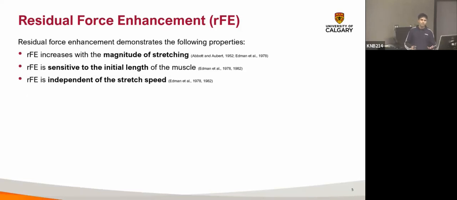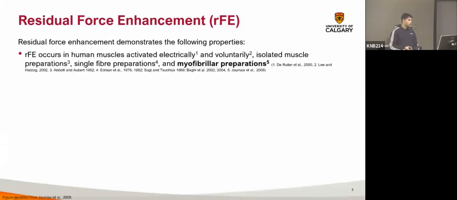So we know that it increases with the magnitude of stretching. We know that it's sensitive to the initial length of a muscle. It's independent of the stretch speed. And most crucially, we notice residual force enhancement everywhere from whole muscle all the way down to myofibrillar preparations. And the significance of this is that it's not due to connective tissue. It's not due to tendons or anything. It must come from a very fundamental unit inside sarcomeres if it's able to exist at this level.